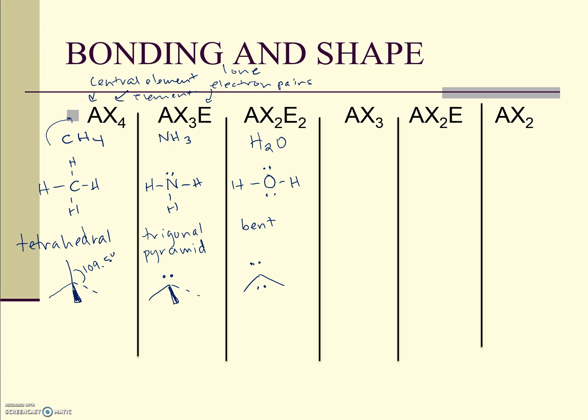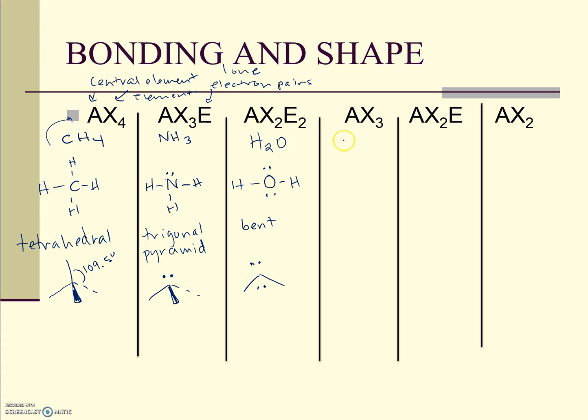And we will look at some 3-dimensional models in class. So we can only figure out the shape once we have the drawing. So once I have this drawing, I look at it and say, okay, A, X2, E2, bent automatically.